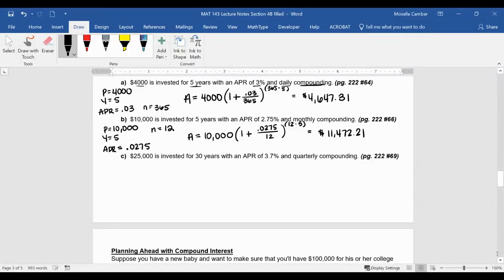Okay, now let's say we have $25,000 invested for 30 years with an APR of 3.7% and quarterly compounding. Okay, right, we have $25,000 invested, so that is my principal. We're investing it for 30 years. And our APR is 3.7%, so it's 0.037. And quarterly compounding says my N is 4.